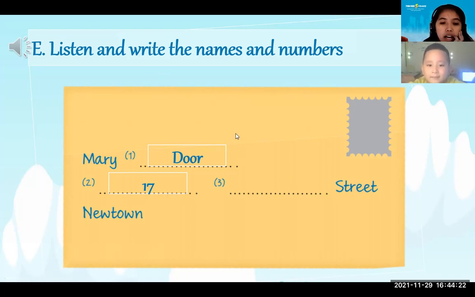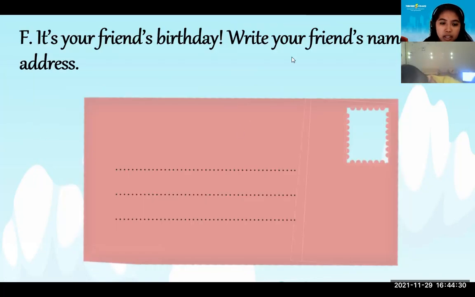Okay, so what's the name of their street? Lime. Okay, so that one is Lime. You say Lime. Lime Street. Very good. Okay, so let's proceed to our letter part F. It is entitled, It's Your Friend's Birthday. So you write your friend's name and the address of your friend. Can you please write?